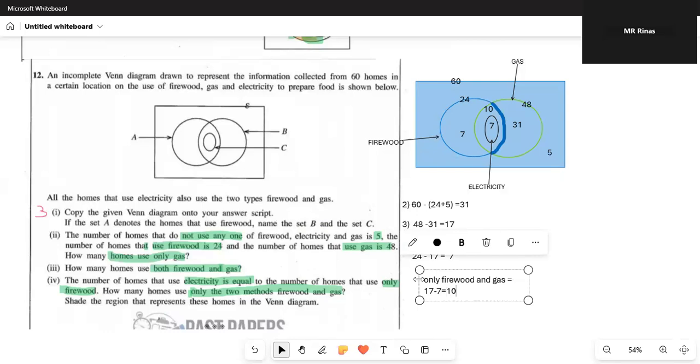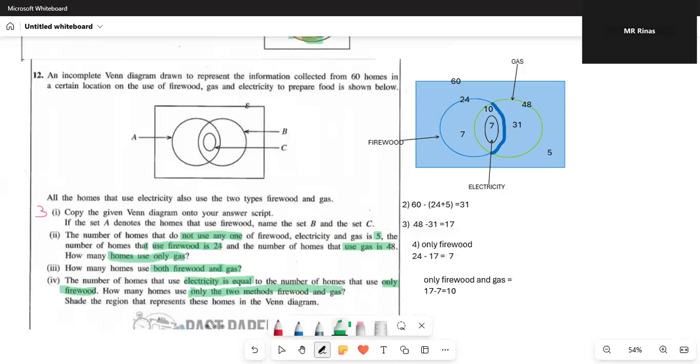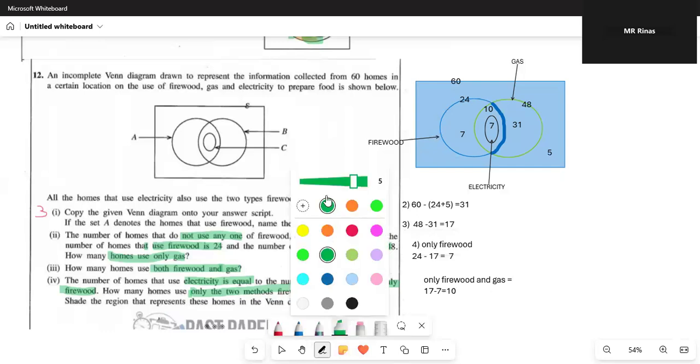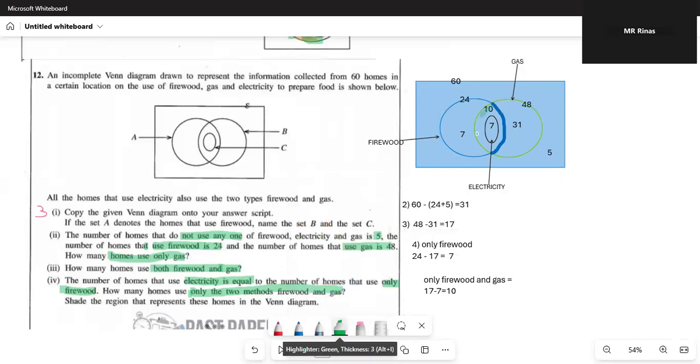Shade the region that represents these homes in the Venn diagram. So in your diagram you have to shade that portion also. Take the green color. Shade. Now here see only this portion, right? So likewise you have to shade and show this part. Okay. So is that clear?